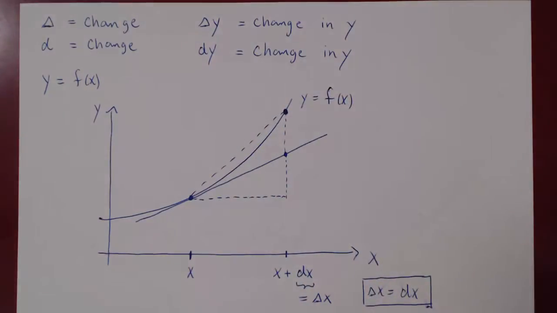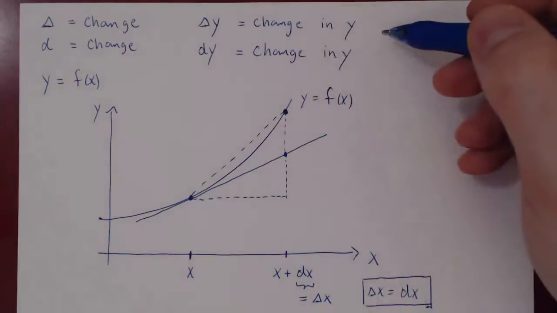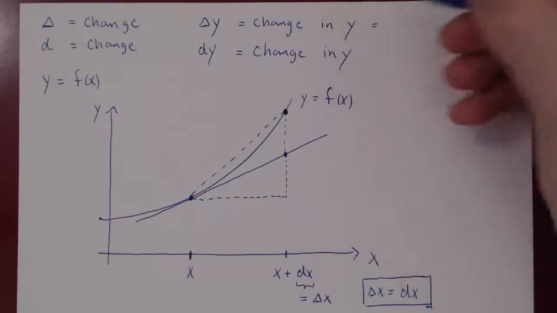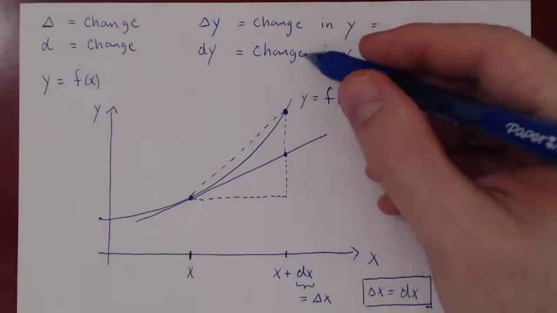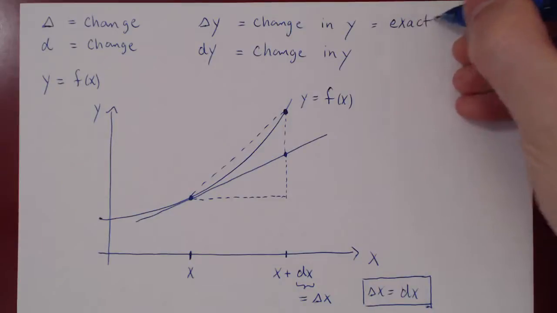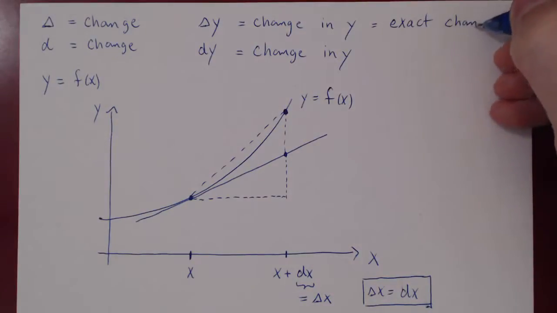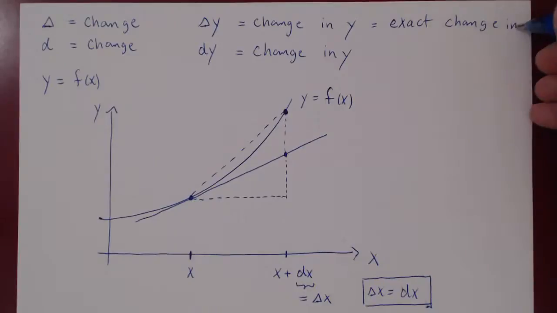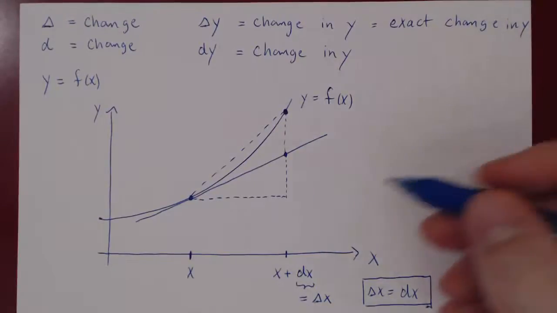So let's see. Delta y is the exact change in y. And this is what you'll see as the difference between delta y and dy. This is the exact change in y. Look at the picture.